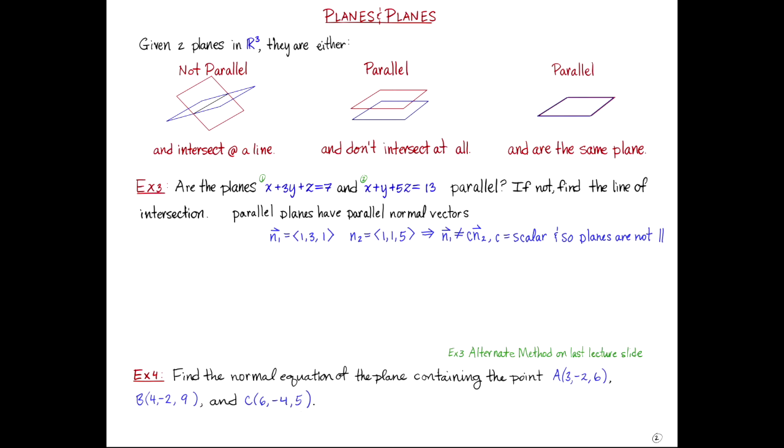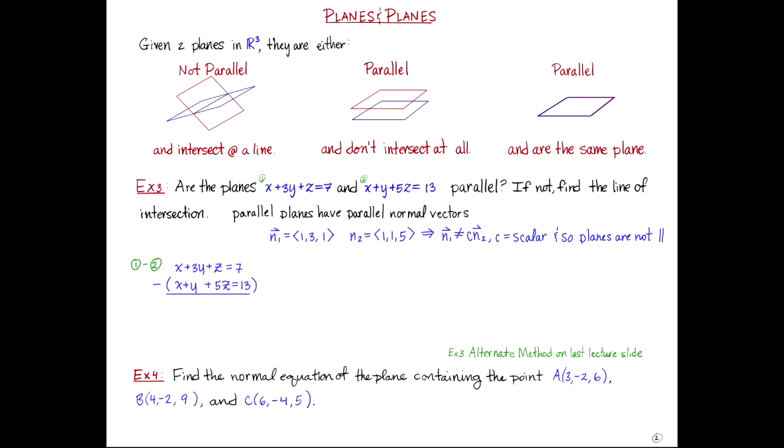To find the line of intersection, we could solve for one variable in one of the planes and substitute it into the other plane, and then solve for the remaining variables. Or I like to eliminate a variable by subtracting one of the equations from the other, or sometimes you'll have to subtract a multiple of one of the equations from the other in order to get one of your variables to cancel out. Equation 1 is x plus 3y plus z equal to 7, and from that, we want to subtract x plus y plus 5z equal to 13.